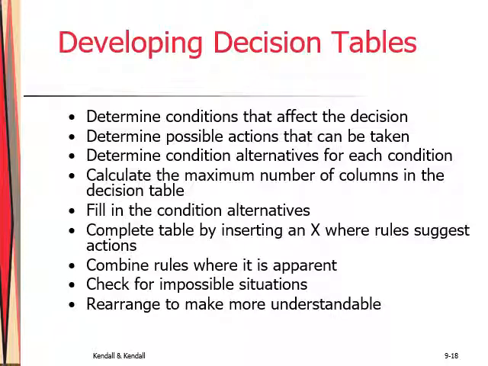There is a certain procedure for developing the decision table. First, we determine the conditions that will affect the decision. Second, we determine the possible actions that could be taken. Third, we determine the condition alternatives for each condition. Fourth, we calculate the maximum number of columns in the decision table. Next, we fill in the condition alternatives. Then we complete the table by inserting X where rules suggest actions. Then we combine the rules where it is apparent, check for impossible situations, and rearrange to make it more understandable. These are the complete steps for developing a decision table.